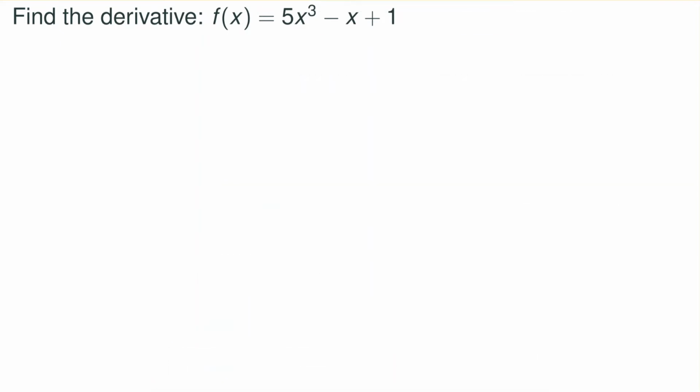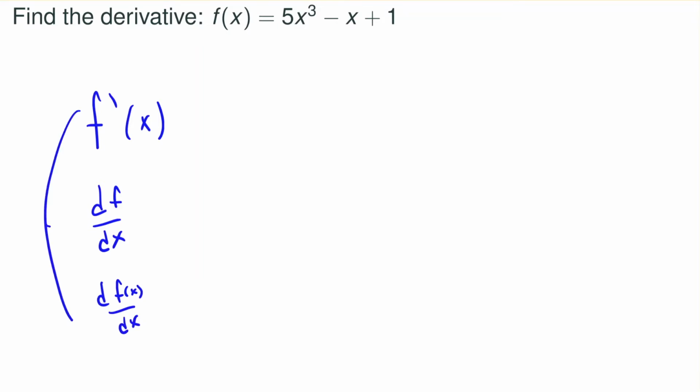Find the derivative of the function 5x cubed minus x plus 1. So here, the derivative, which we can write as f prime, or df/dx, or d f of x over dx. All these three notations mean the same thing. So f prime of x, we have to use the power rule for the first term.